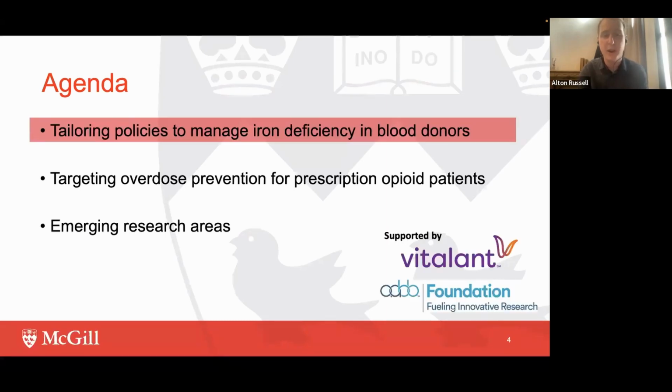So this first project is related to managing iron deficiency in blood donors and was supported by Vitalant, which is one of the bigger blood collectors in the United States, and the Foundation of the Association for the Advancement of Blood and Biotherapies.